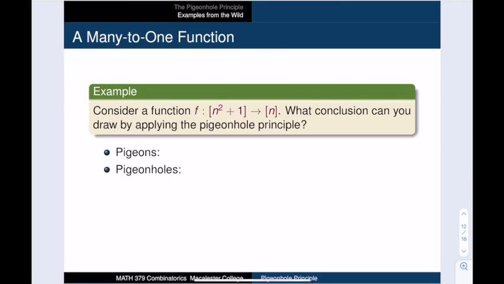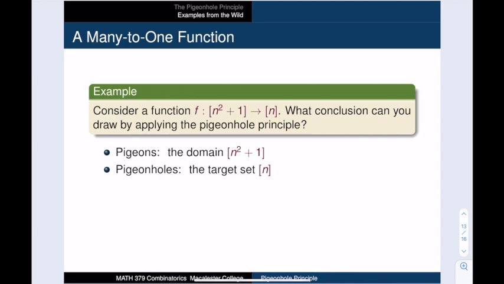Here's another example that is a little more straightforward. Let's consider a function from a set of size n squared plus 1 to a set of size n. What can I conclude about this function by using the generalized pigeonhole principle? I want you to pause the video and come up with an answer. The first thing you need to do is to decide what your pigeons are and what your pigeonholes are. And here's a hint. You need to have more pigeons than pigeonholes. So give it a try.